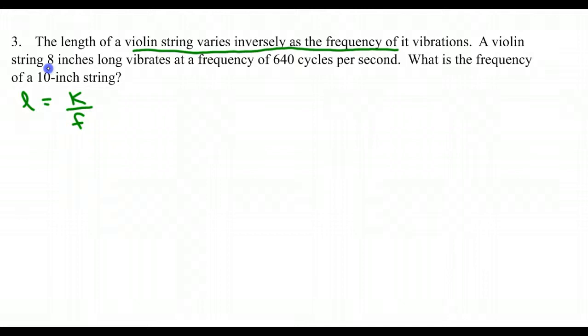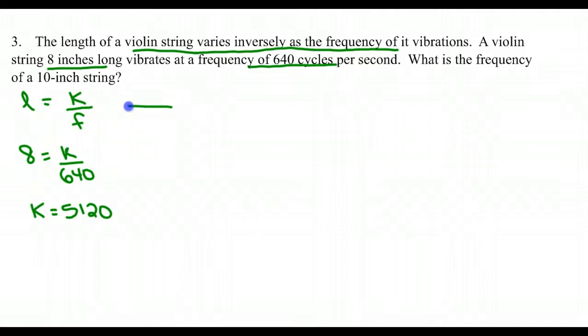A violin string that's 8 inches long, so this is our length, vibrates at a frequency of 640 cycles per second. So our F is 640. Multiply both sides by 640 and we get K is 5,120. Now we can rewrite our equation as L equals 5,120 over F.